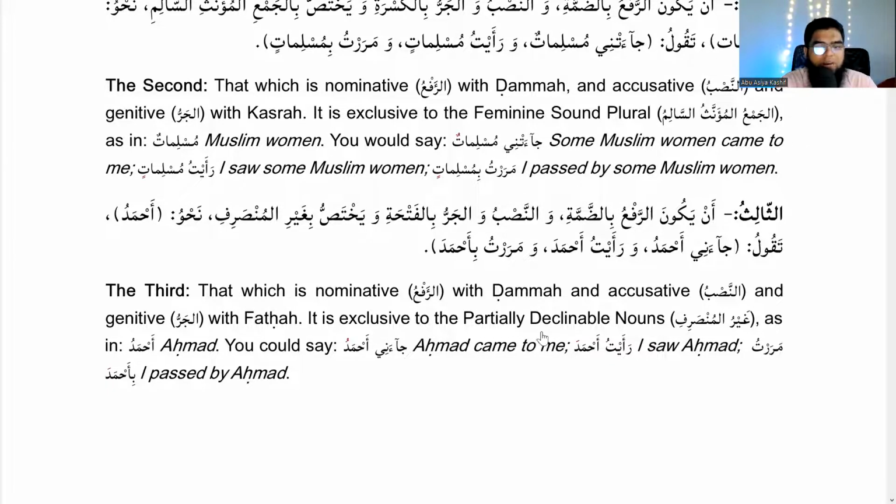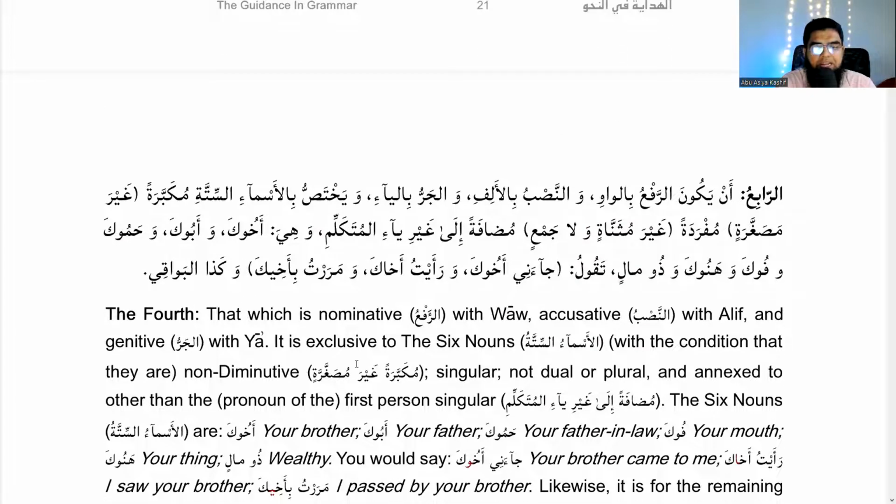It is exclusive to the partially declinable noun, that is diptotes, ghayr munsarif, as in Ahmadu. You could say ja'ani Ahmadu, Ahmad came to me; ra'aytu Ahmada, I saw Ahmad; marartu bi Ahmada, I passed by Ahmad. Alright, and the fourth type is an yakuna raf'u bil wawi.